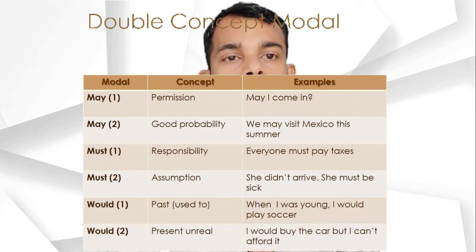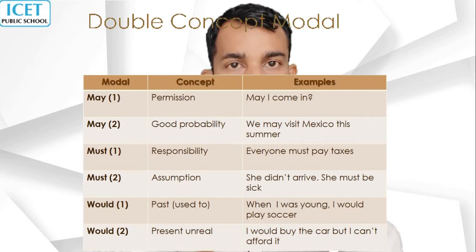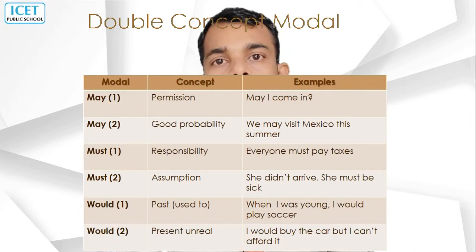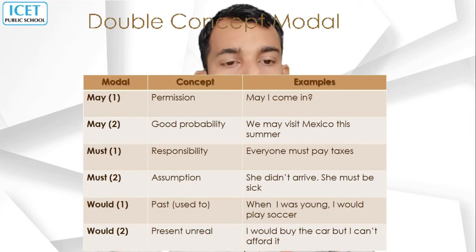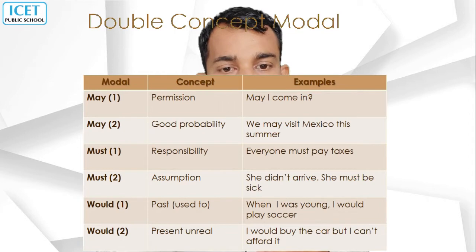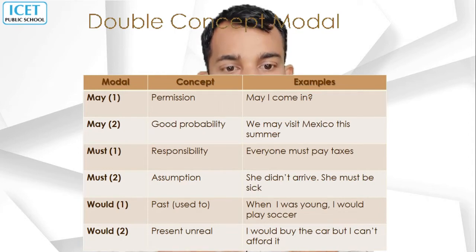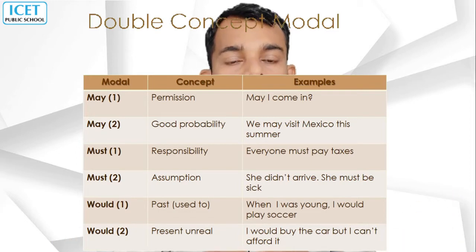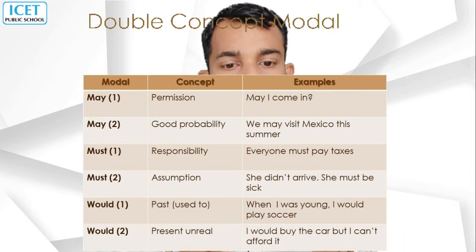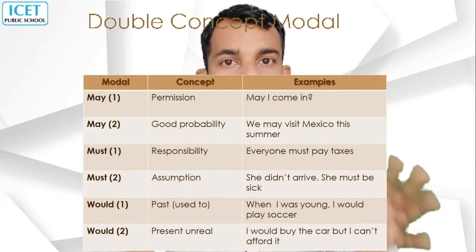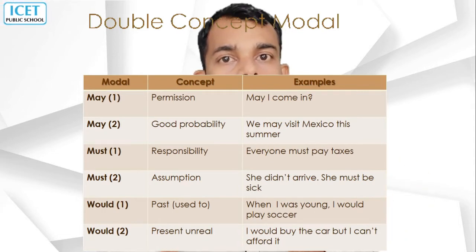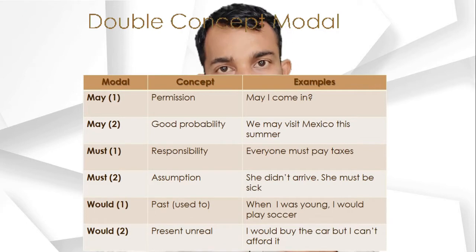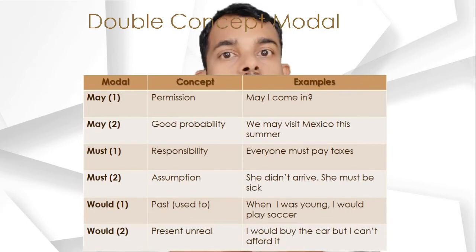These are the double concept modals. You can pause the video and look at the meanings once more. May can be used as a permission, or to show probability. Must can be used to show responsibility, and another meaning is to show an assumption. So these are the probable meanings of these.